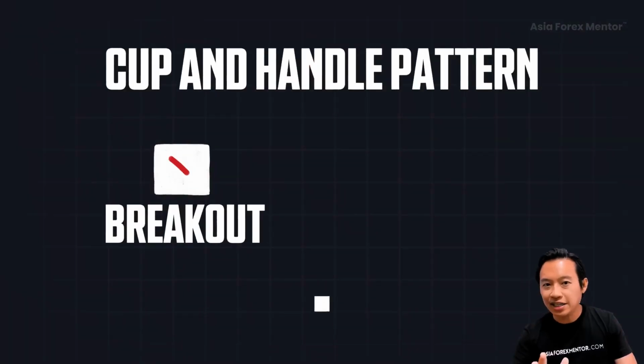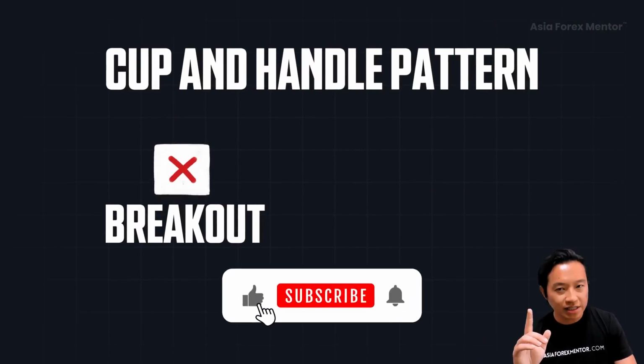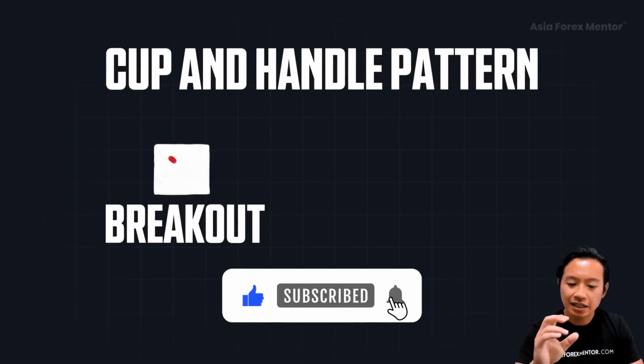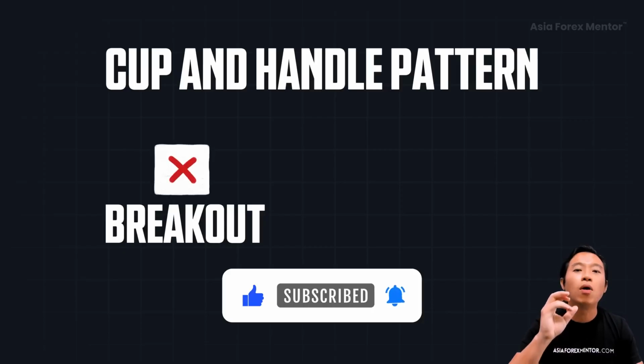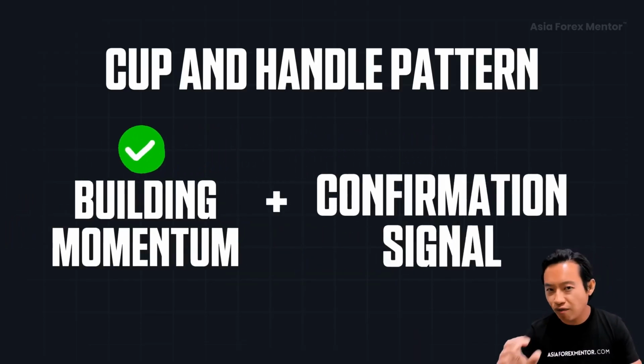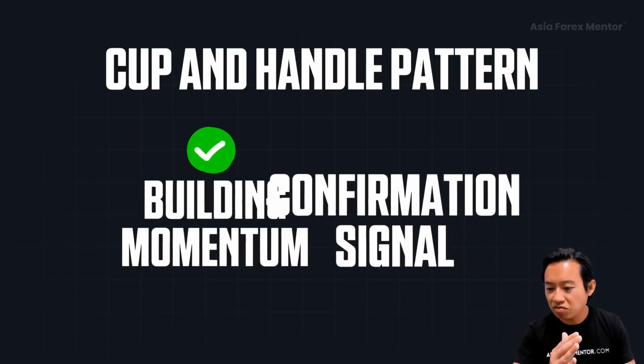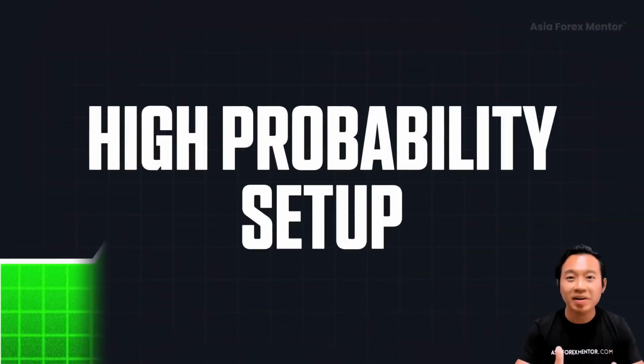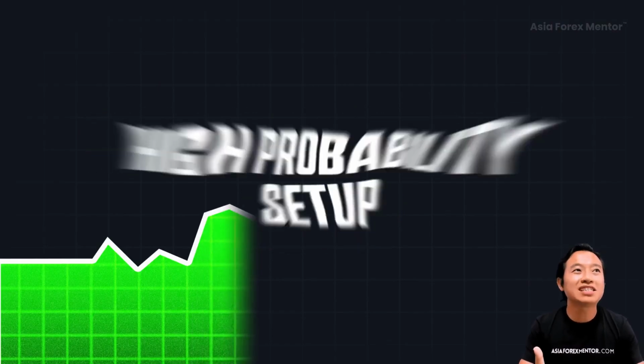The cup and handle isn't just about the breakout. What is important is that this setup is about building momentum. So when you combine this with the right confirmation signal, it's going to give you a high probability trade setup. It's not just that you enter a trade and hope that it will work. This is going to be a high probability trading setup.